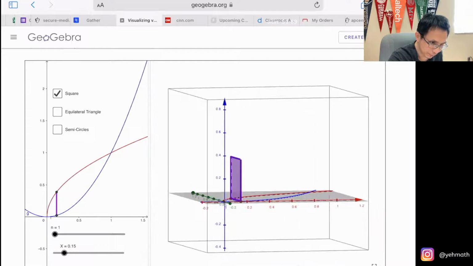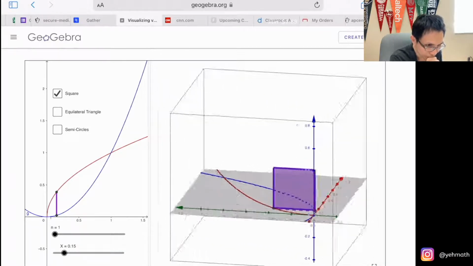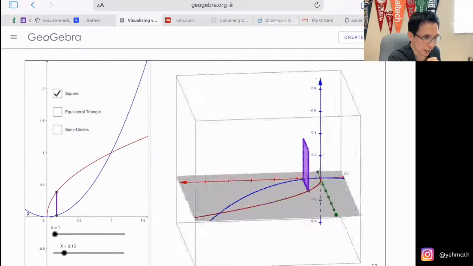Wait, how did you just do that? I think you click square. And then that shape is going to be square.